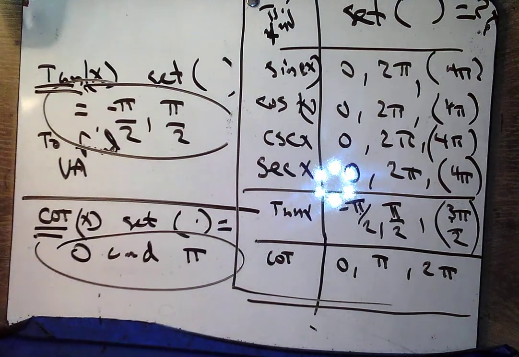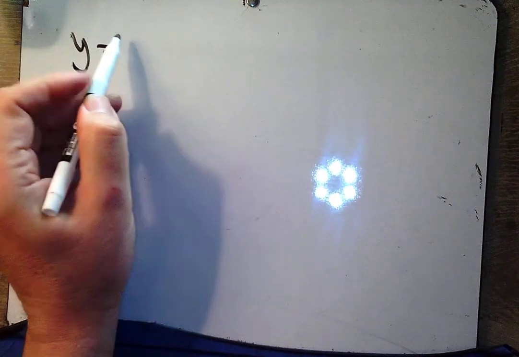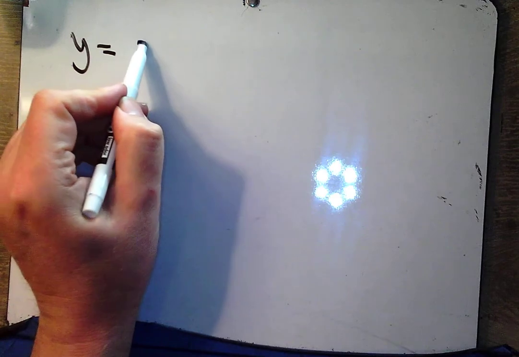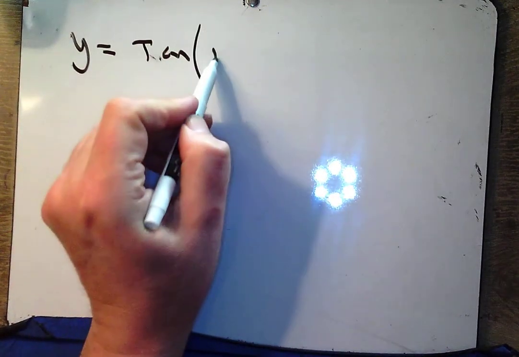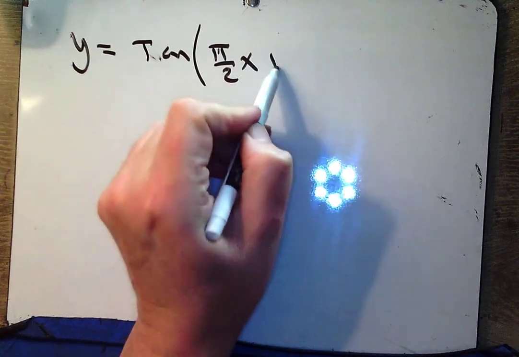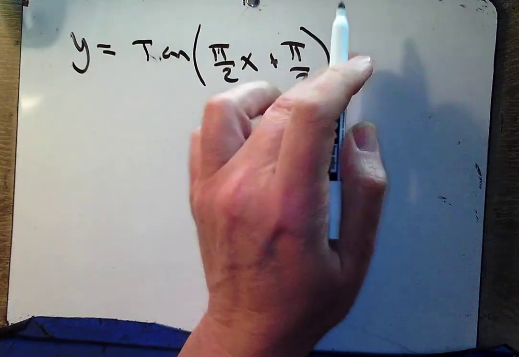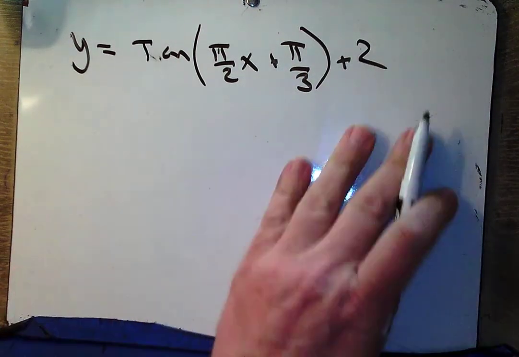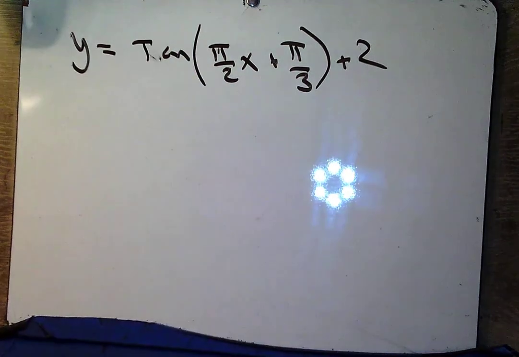Okay. So, how about we graph one or two tangent or cotangent things? How about y equals tangent of pi over 2 x plus pi over 3, plus 2. Okay, pause the video, give this one a try. Yes, you're going to have to be careful when working with that. Yes, you will need to make common denominator.